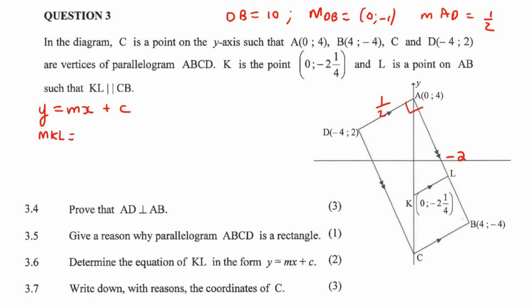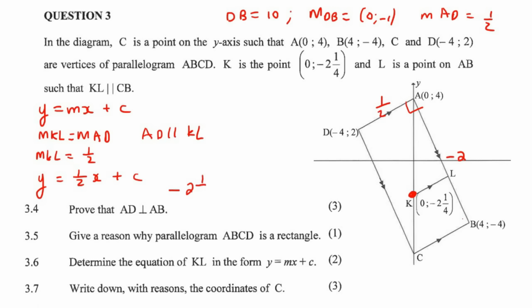So the gradient of KL is going to be equal to the gradient of AD. Why? Because they're parallel. So let's say here that AD is parallel to KL. And so the gradient of KL is a half. So therefore we can say that y is equal to a half x plus c. And so now, to find the value of c, you need to plug in at least one point on that line. Now, luckily, we do have the coordinates of K, and so we can plug in the 0 and the -2 1/4 into that equation. The -2 1/4 is the y value, so I'm going to plug that over here.